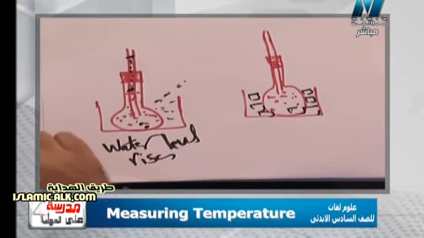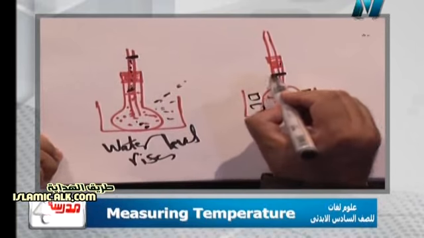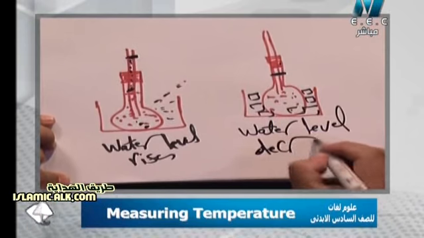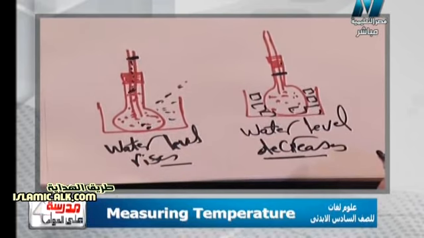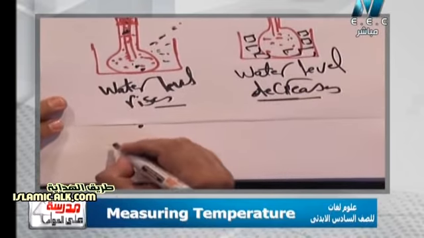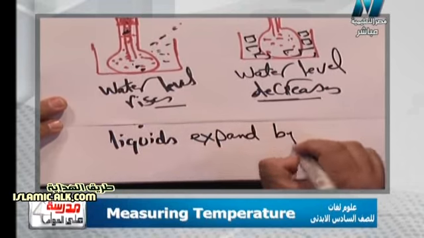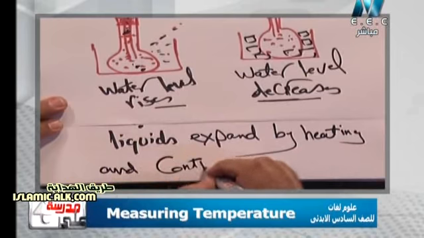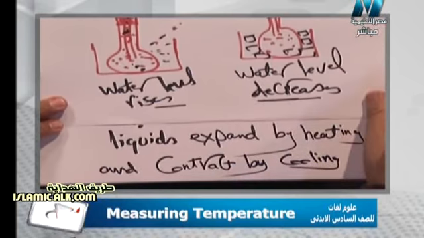So I can see that if the level of water here is at this level, in the case of cold water, it will be here. So water level decreases. Why? Because I used very cold water. So I can say a very important rule, قانون مهم جدا هنقول عليه: liquids expand by heating, يعني السوائل بتتمدد بالحرارة, and contract by cooling, وتنكمش بالبرودة.